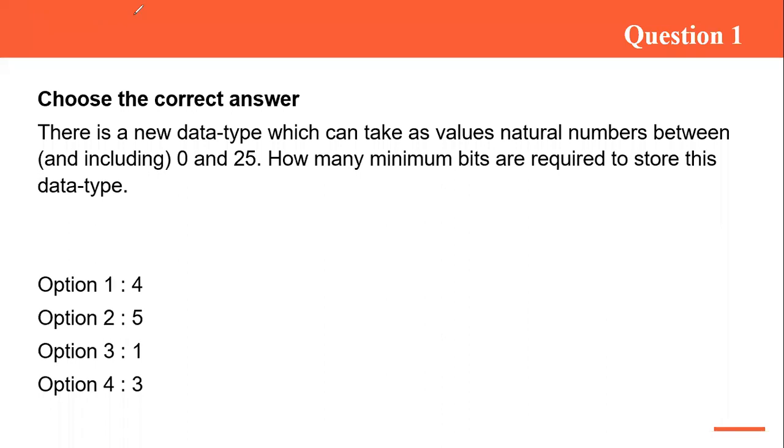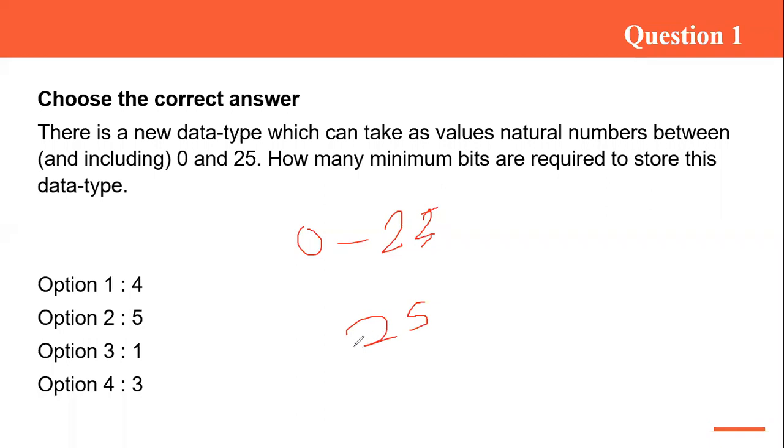Okay. I hope everyone understood the question and got the answer. Very simple thing. There is a new data type which can take as values natural numbers between 0 to 25. So we have 0 to 25 numbers. How many minimum bits are required to store this data type? 25 is the largest number, right? To store 25, how many bits do we need?